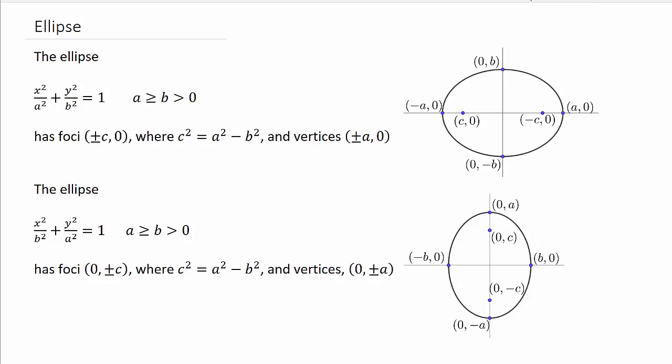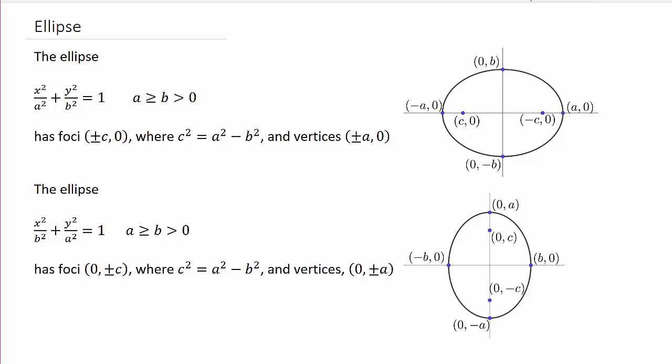And then if we have an ellipse, x squared over b squared plus y squared over a squared equals 1, notice a is larger, so now the larger one is underneath y. It has foci 0, plus or minus c, and c squared is equal to a squared minus b squared, and the vertices are 0, plus or minus a. So this would be your major axis here, and this would be the minor axis.